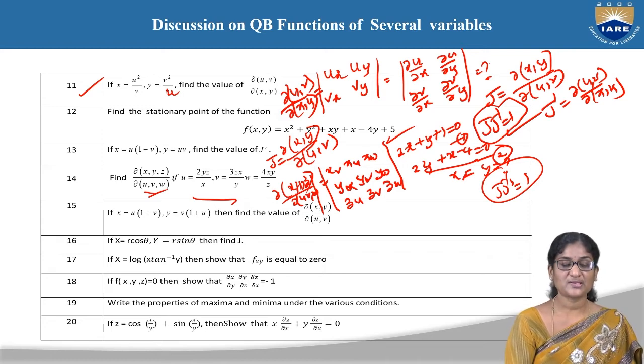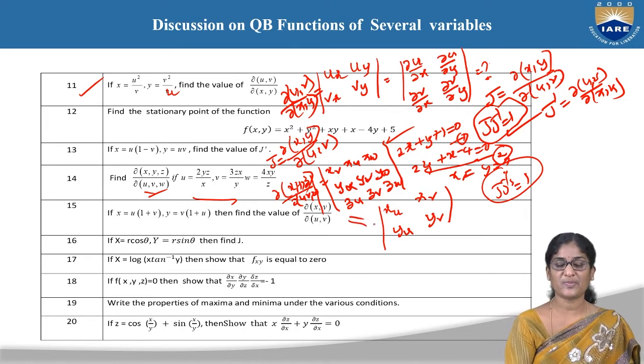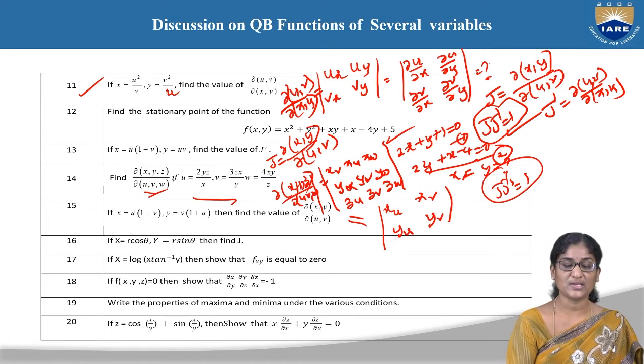Next one, if x is equal to u into 1 plus v and y is equal to v into 1 plus u, then find the value of dou of x comma y with respect to u comma v. This is a direct question. It is just nothing but the partial derivative of x with respect to u, x with respect to v, y with respect to u and y with respect to v. So we just need to find out the four first order partial derivatives and put them in the matrix determinant. So it's a very easy question.